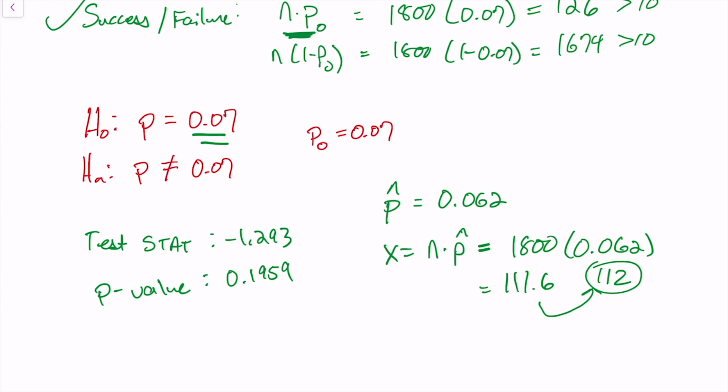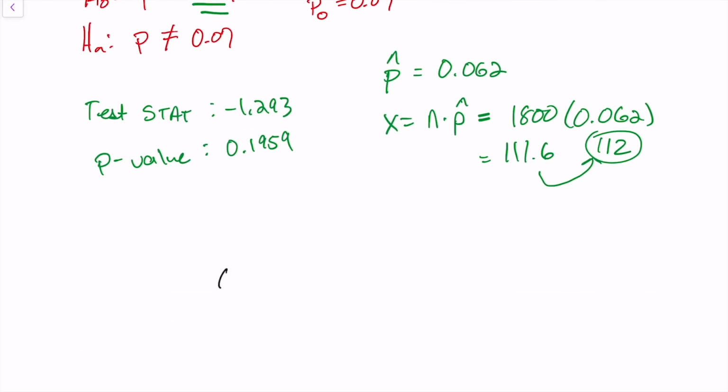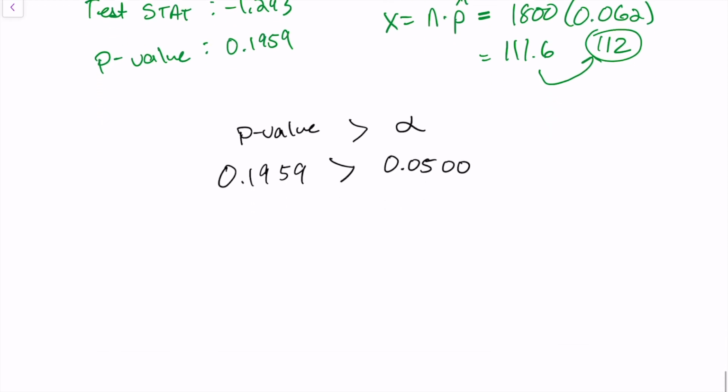Now, let us make a decision. We are going to take that 0.1959, our p-value, and compare it to alpha, which they told us to use 5%. I'm just going to add a couple zeros to make the comparison easier. This is alpha, our level of significance, and we can see that the p-value is greater than alpha. So what's our decision whenever the p-value is greater than alpha? We should fail to reject the null hypothesis.